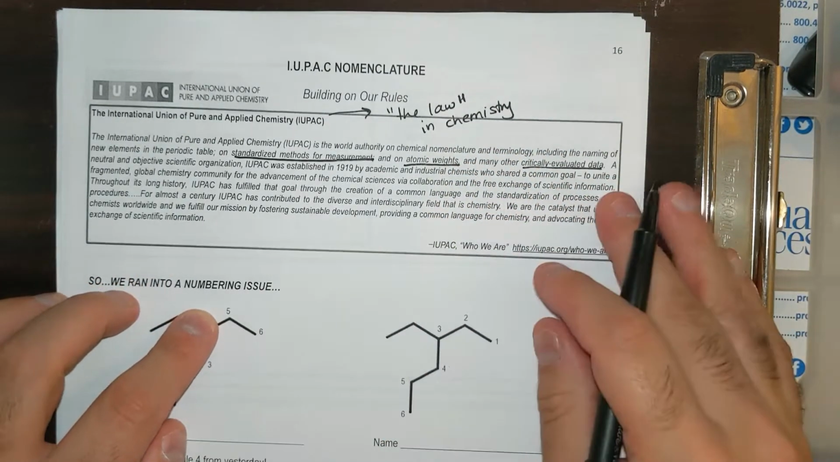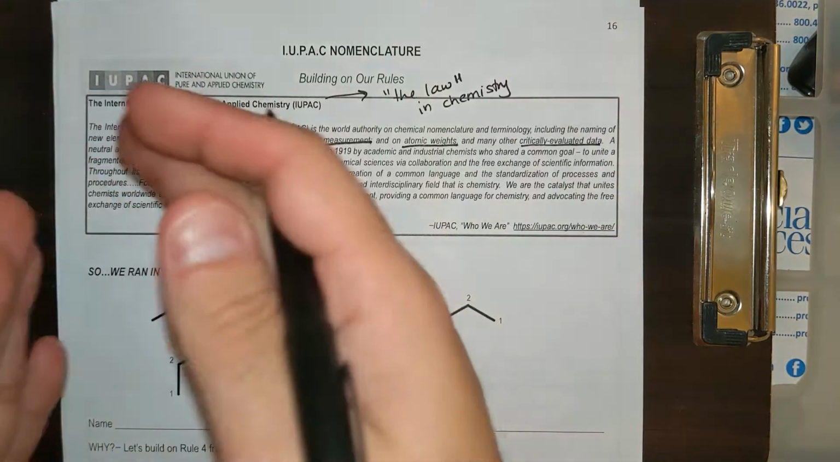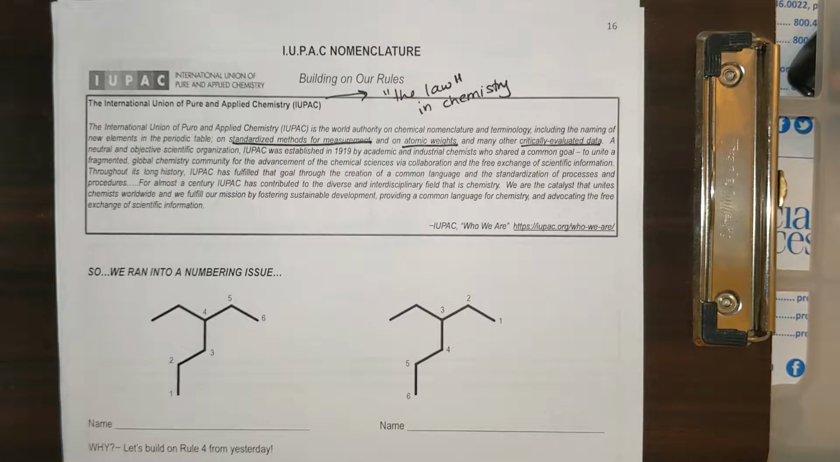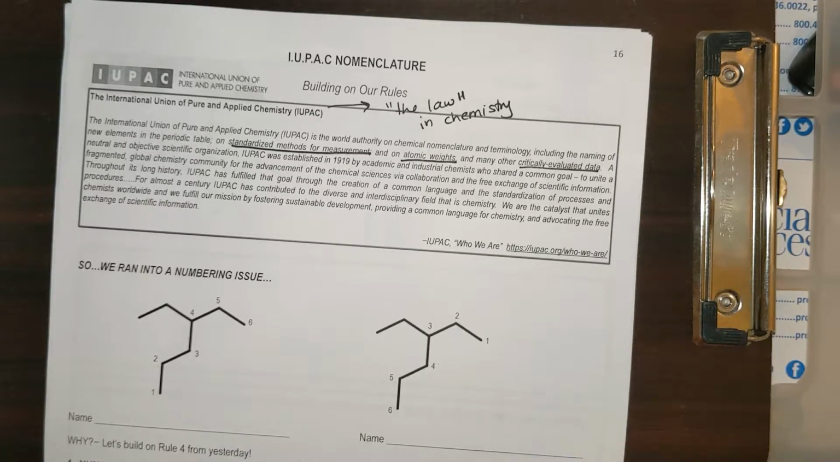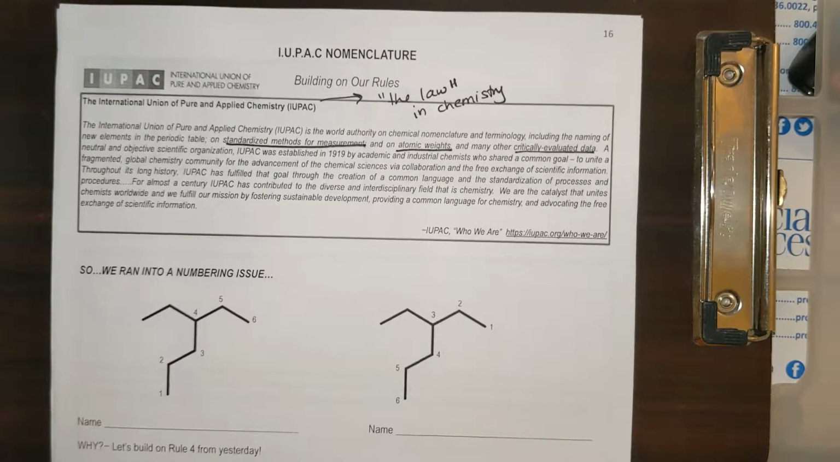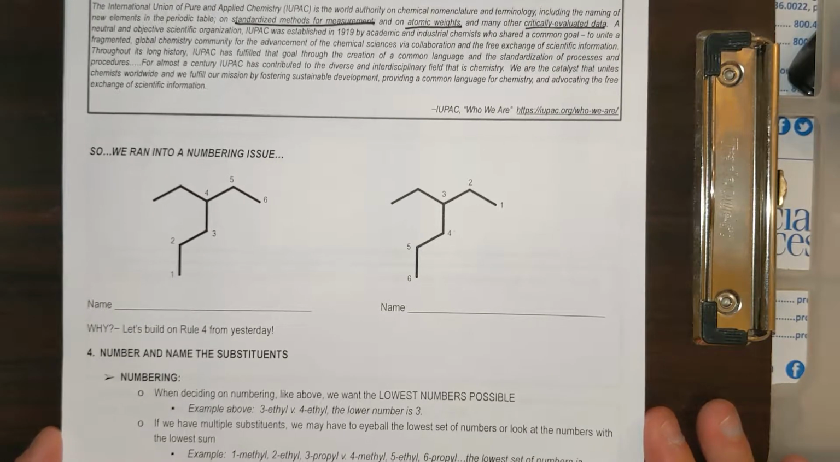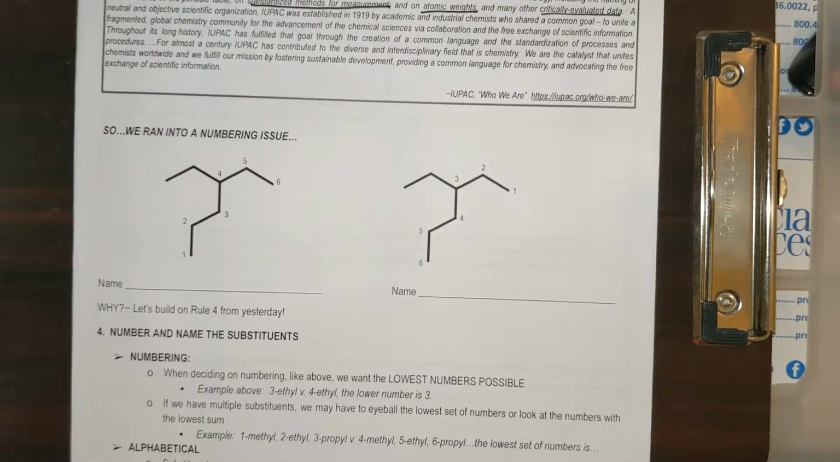All chemists have to abide by the naming of IUPAC. So if I have a chemical and it's called something in one country, it better be called the same thing in another country, because we have to be able to compare and look at that data. Okay? All right. So we may run into a numbering issue, and this came up with one of our examples before. How do I number the chain, and which way do I go?